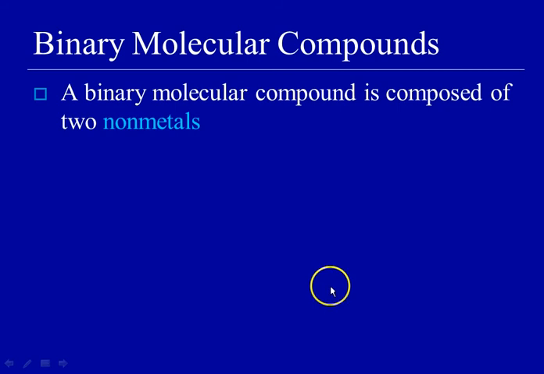You're going to do some practice with binary molecular compounds. Again, binary means two. So two elements bonded together to form a compound. These are composed of nonmetals. And if you look at your periodic table, the elements on the right side of the periodic table, the very right side, are where you find the nonmetals.